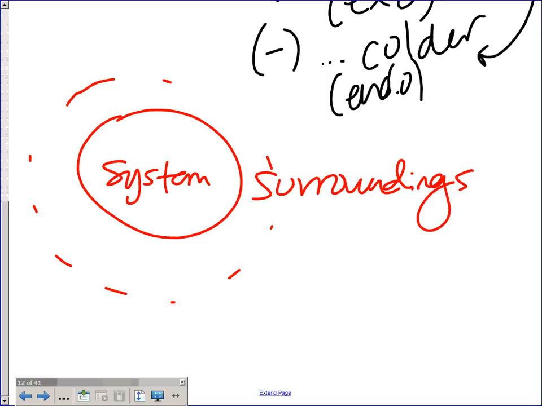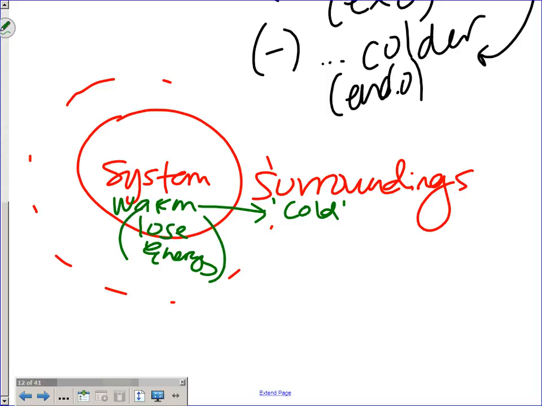It's just simply transferred. So if my system is warm and my surroundings are cold, what's going to happen to my energy? Transfer into the system or out of the system? Out of the system. If this is warm and this is cold, because it's a lack of energy, we're going to transfer energy out. If I transfer energy out of my system, is it gone? No, it's just in a different place. It's still conserved. So if I lose energy inside the system, the surroundings have to gain energy because it can't just disappear.